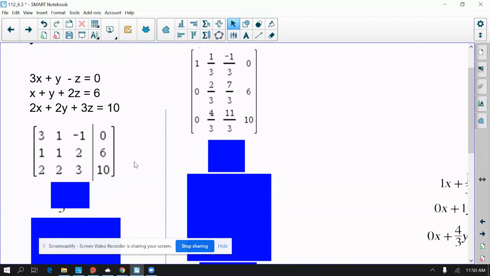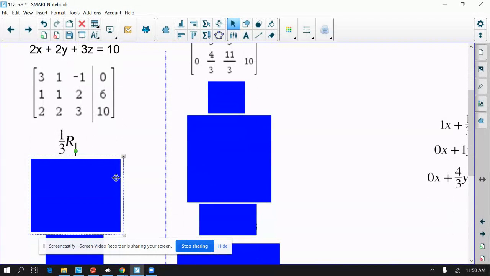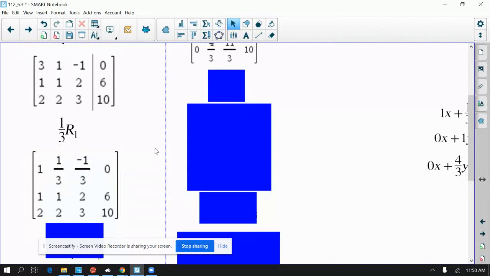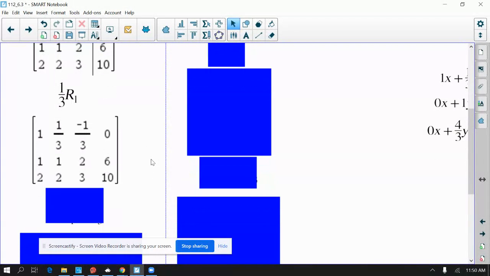So what I did, you could divide row 1 by 3. But there is no division, you have to multiply. So you multiply by a third. You take row 1 and you multiply by a third. And if you do that, row 2 and row 3 stay the same, but row 1 will become 1, a third, negative a third, and then 0. Now what? You want a 0 here and you want a 0 here.